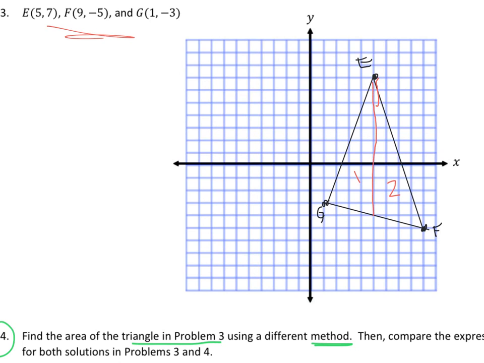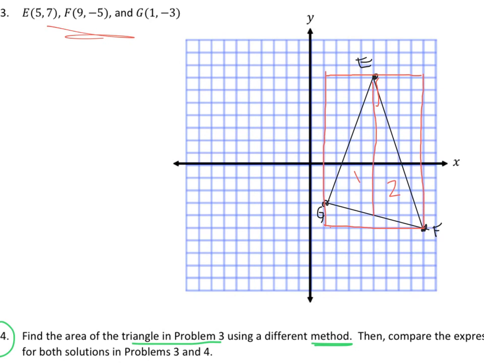But what I want to do is show you the other way, and the other way is to form a rectangle using the 3 vertices around here. So I'm going to touch F on the outside of my rectangle, and then I'm going to touch E on the outside, and lastly I want to make sure G is touching the outside. So I've formed a rectangle around my triangle.